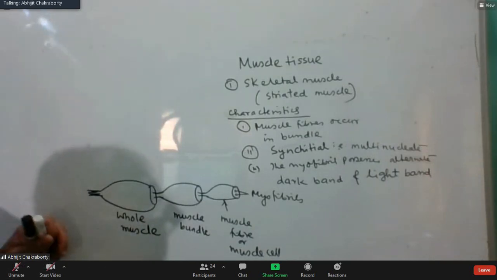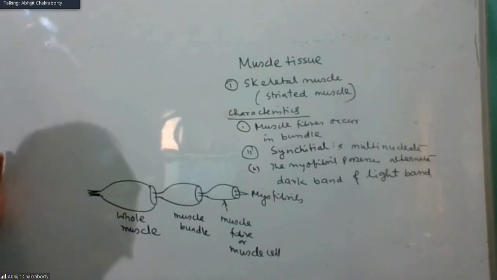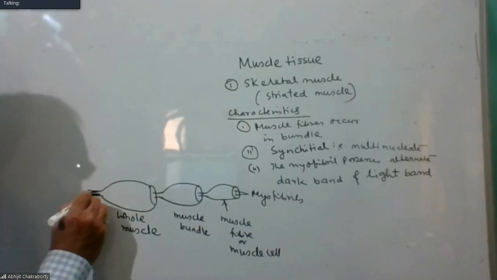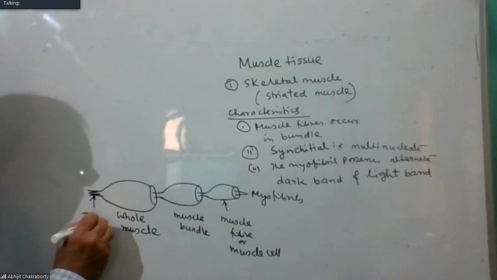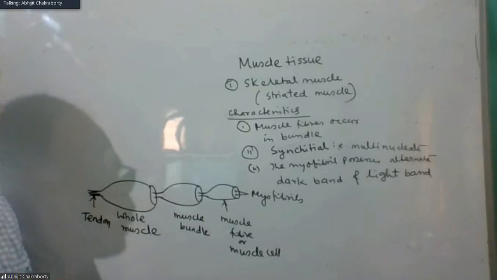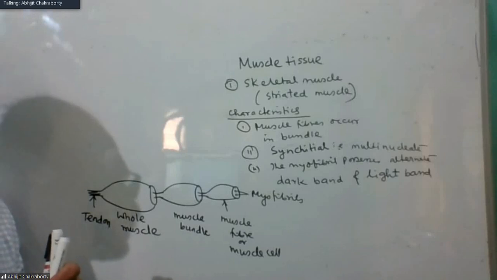Now I am going to draw the structure of myofibril. Is it clear? What is this? This is the tendon by which the whole muscle is attached to the bone. Clear?